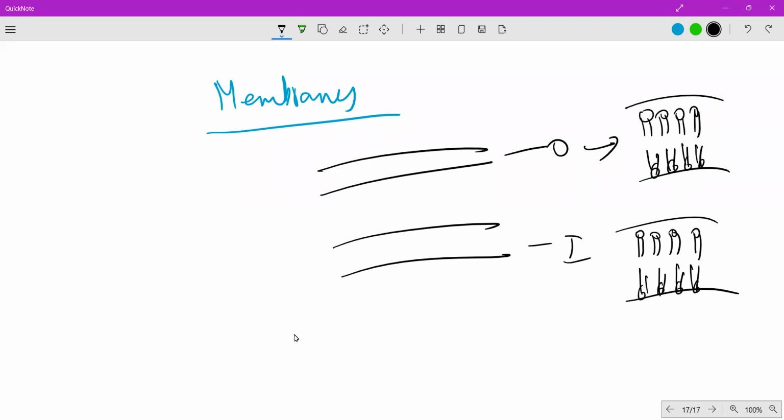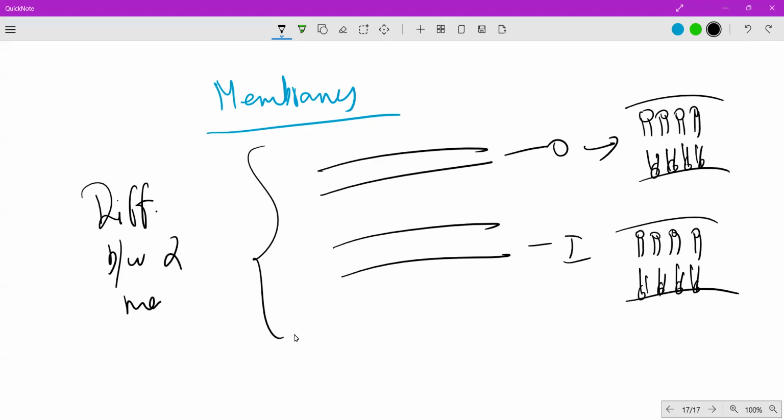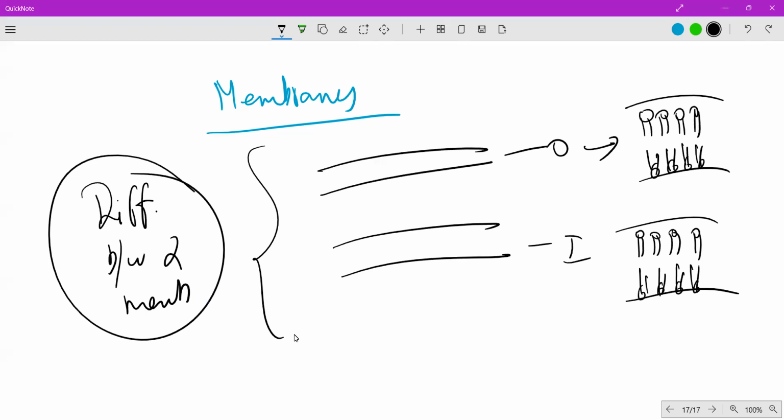But if you look at the membranes, if you look at the composition, if you look at their protein lipid ratio, we see there are stark differences between the two membranes. We'll see there are many differences. If I look at the outer membrane, we know outer membrane is approximately 50% lipid by weight.